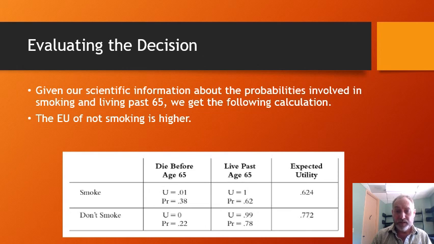All right, and since this is a case of decision making under risk, we do have some knowledge about the probabilities of the states of the world. We'll add those into our matrix, right? So the probability of dying before age 61, given that you smoke, is 0.38. Probability of living past age 65, given that you smoke, is 0.62, and so on. So we can calculate the expected utilities in the usual way. If you like, use this as an exercise to do yourself. But we get a higher expected utility, in this case, for not smoking: 0.772 compared to 0.62. So in this case, given these values and these probabilities, you should not smoke.